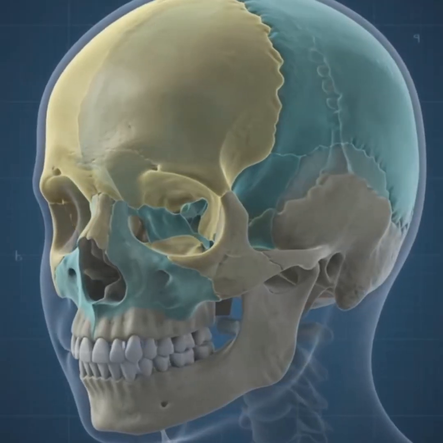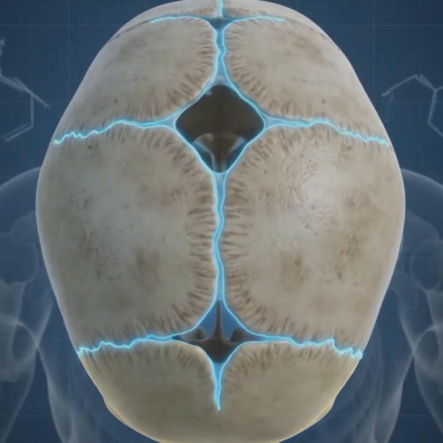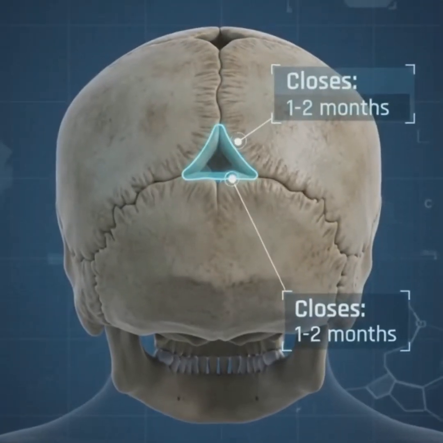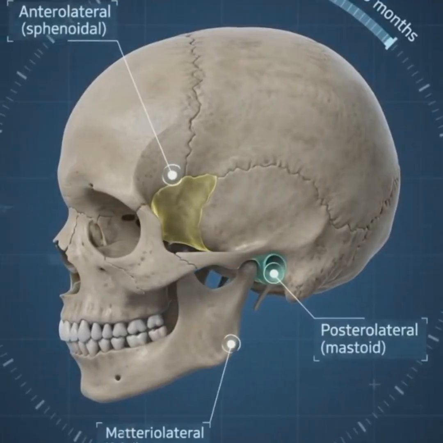The cranial vault develops via intramembranous ossification. The diamond-shaped anterior fontanelle typically closes between 13 and 24 months. Posterior and lateral fontanelles close much earlier.